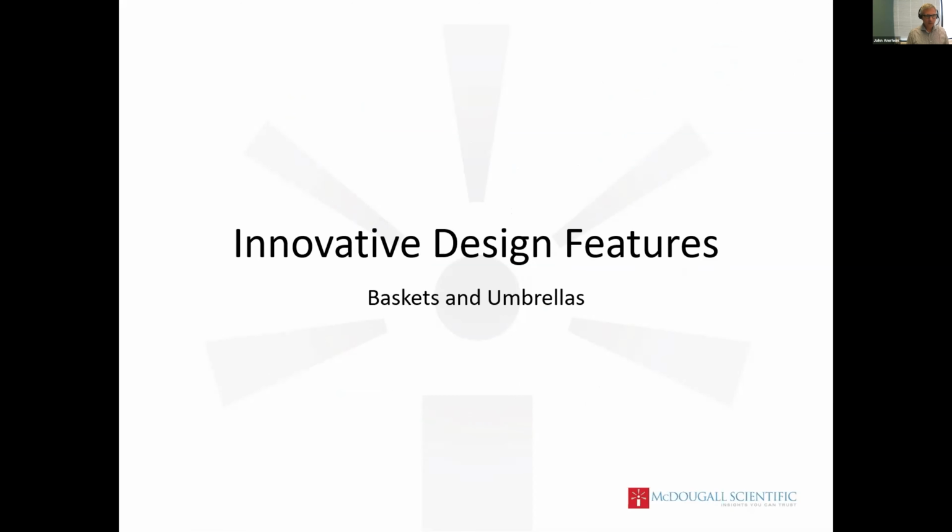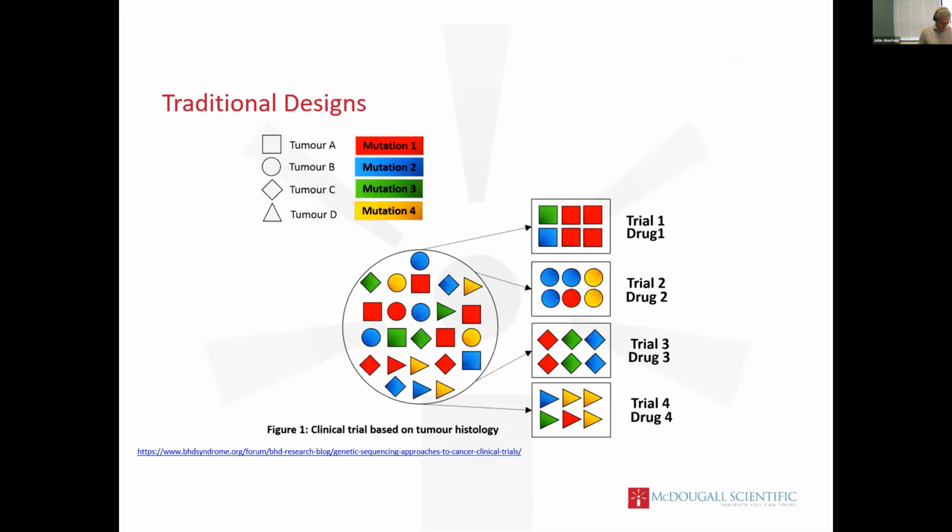Okay, next, you may have heard the concepts of basket and umbrella studies. Again, these originated in oncology. I do believe they have applicability elsewhere, but let's first look at a traditional design. We have 4 tumor types or 4 indications represented by the shapes, and the mutations underlying these tumor cells represented by color. And in traditional methods, each drug and each tumor type would get its own clinical study.